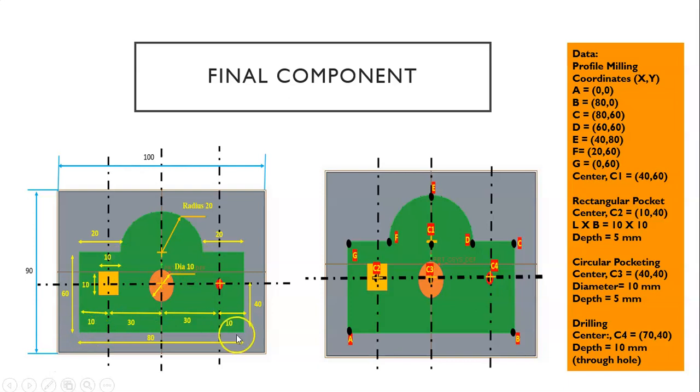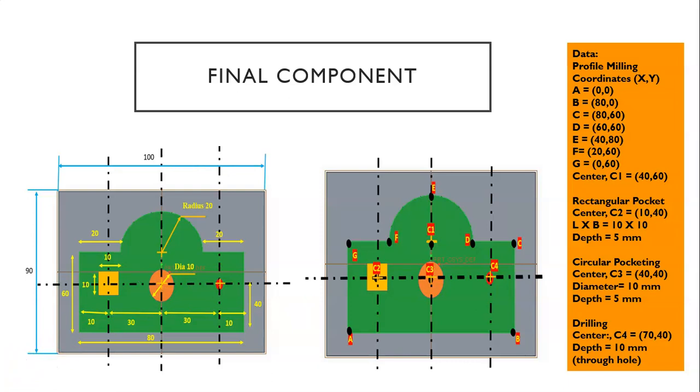So I took this point as A. Now I go with point B, point C, point D, point E. Taking points like this, we need to convert these dimensions into coordinates. For a rectangular pocket we need 3 data: one is the center, then the size of the pocket, as well as the depth. Similarly, for circular pocketing we need 3 data: center, diameter, and depth. The fourth one is drilling: center as well as depth, right?